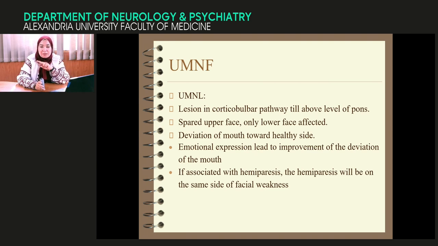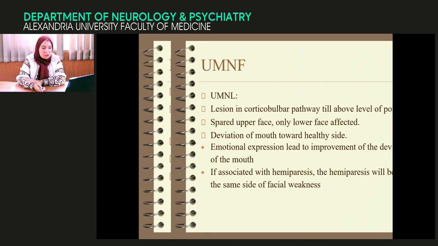This expression is bilaterally supplied from the frontal lobe to the cranial nerve of the facial muscles. Because of that, when I tell the patient a joke and he laughs, the laughing will improve the deviation of the mouth in upper motor neuron facial palsy. If associated with stroke or hemiparesis, it will be on the same side as the facial weakness. Meaning, if the facial weakness is on the right, the weakness will be on the same side, the right side. This is in the case of upper motor neuron palsy.